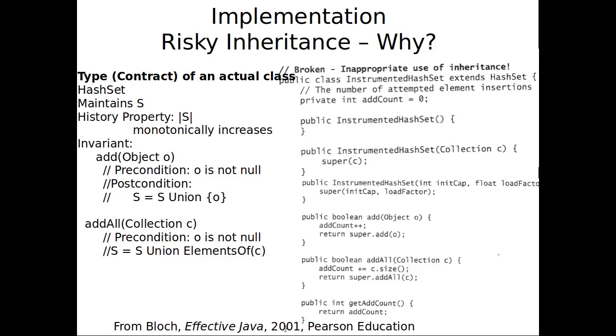But beyond that, per its promises of the subtype, the InstrumentedHashSet increments this addCount, this count of the number of times that something has been added. And if we call getAddCount, it will return that. So I would argue that while this type, InstrumentedHashSet, is a perfectly legitimate subtype of HashSet in terms of its contracts, the promises it makes, I would argue that this implementation is risky. And I'd like you to tell me why.